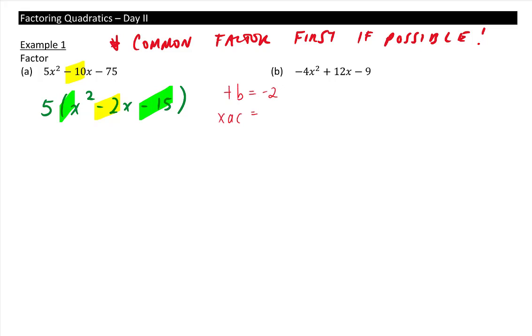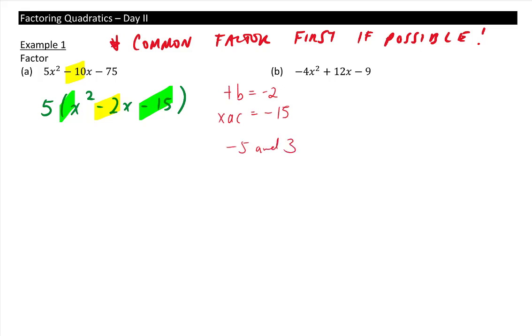And 1 times negative 15 gives us negative 15. So what we need are two factors of negative 15 that add up to negative 2. So take a moment, think of factors of negative 15, and find a set of factors that add up to negative 2. You should end up with negative 5 and positive 3.